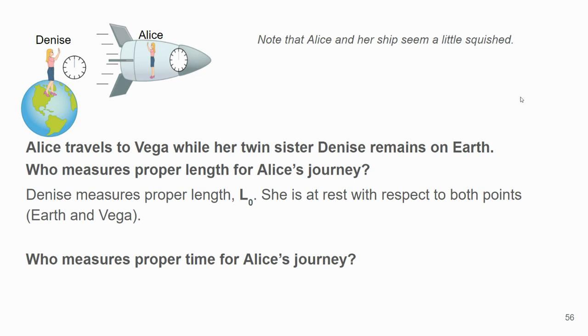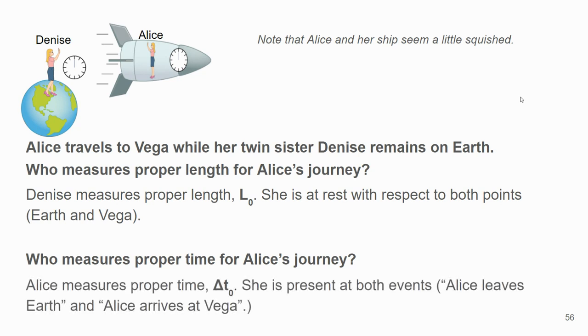So who is going to measure proper time for Alice's journey? Well, that's going to be Alice, because the person who measures proper time is the one who is present at both events. The two events here are Alice leaves Earth and Alice arrives at Vega. Both Alice and Denise were present at the first event when Alice left the Earth, but Denise is not present when Alice arrives at Vega, whereas Alice is. So Alice measures proper time for this journey.